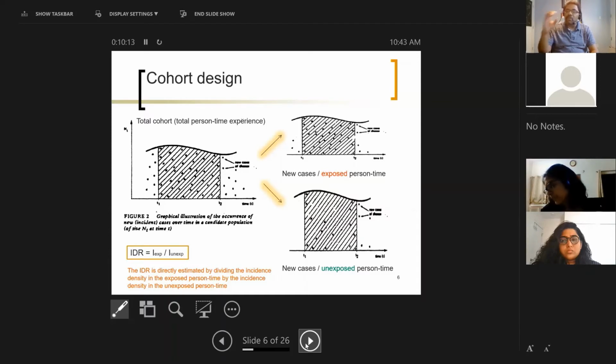In that group, you ask how many black dots appeared. Black dots are the number of new events. So among all the smoking person time that you could take out of this cohort, how many black dots appear? The density of black dots in the hatched area is the best way to think about an incidence density. That's why it's called incidence density. Think of the number of black dots in the total smoking person time exposed group.